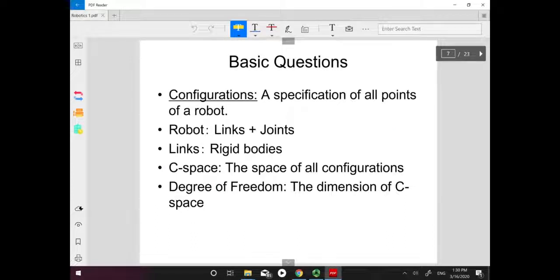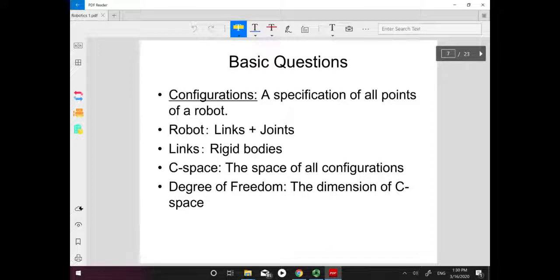Okay, so then let's start to talk about the real robotics. Before we start to talk about the manipulator and everything, let's introduce some basic questions. These are the basic concepts. The first one is configurations. So what does configuration mean in robotics?